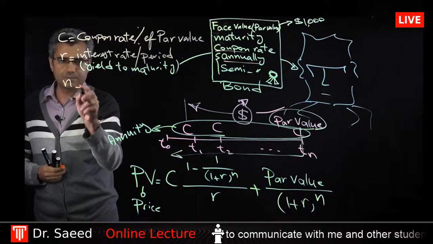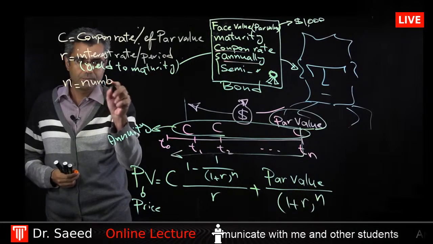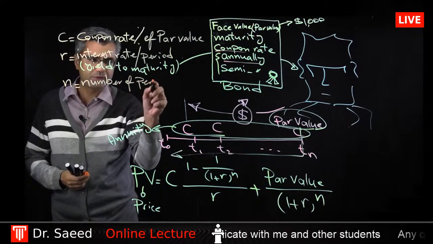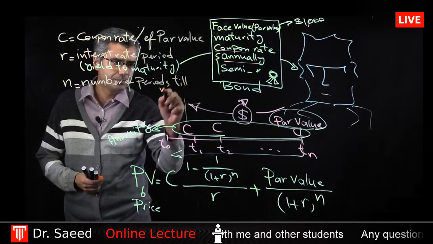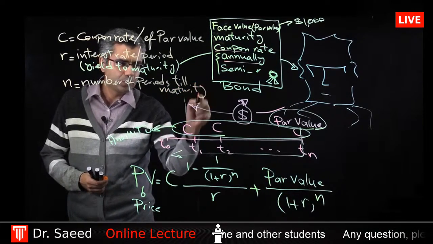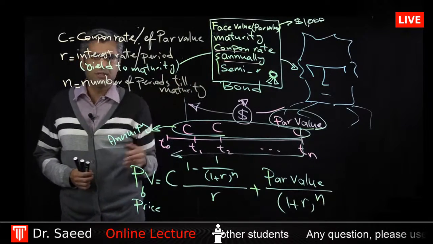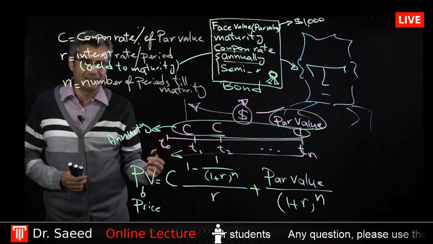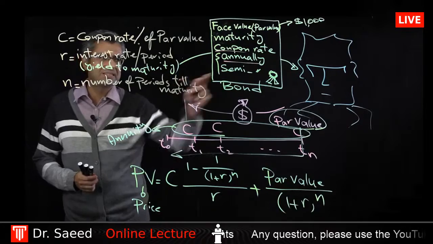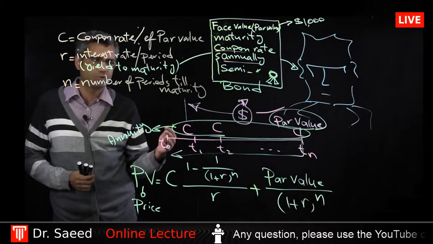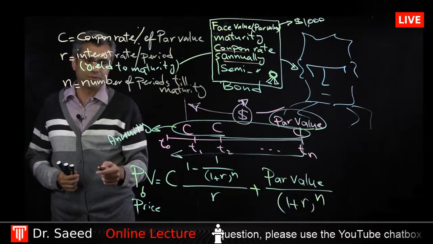Okay. Next one is N. N is the number of periods, not the number of years. Periods till maturity. So when the bond is a 10-year bond and it pays annually, it means N is 10. If, for example, the bond is 5 years till maturity, but it's semi-annual, this means 5 years until maturity, and every year 2 periods, so N is 10. Anyway, this is the number of periods till maturity.